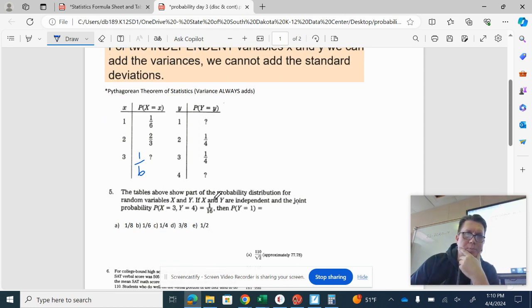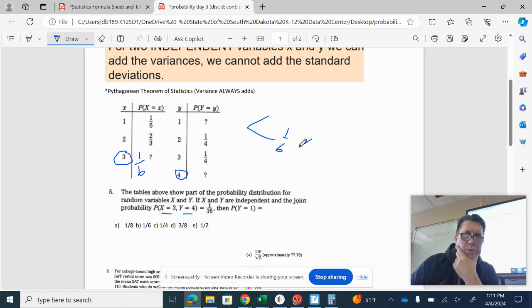So number 5, the tables above show part of the probability distribution for random variables x and y. If x and y are independent, then the probability that x is 3 and y is 4 is 1/16. First of all, it says, what's the probability that y equals 1? All right, so for x being 3, this is 1/6, which we had to find.